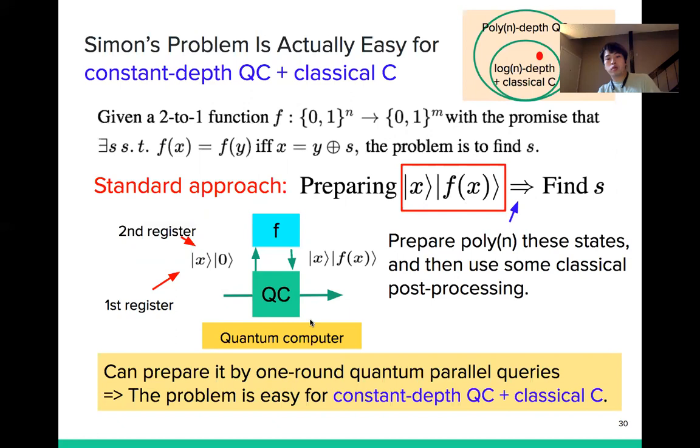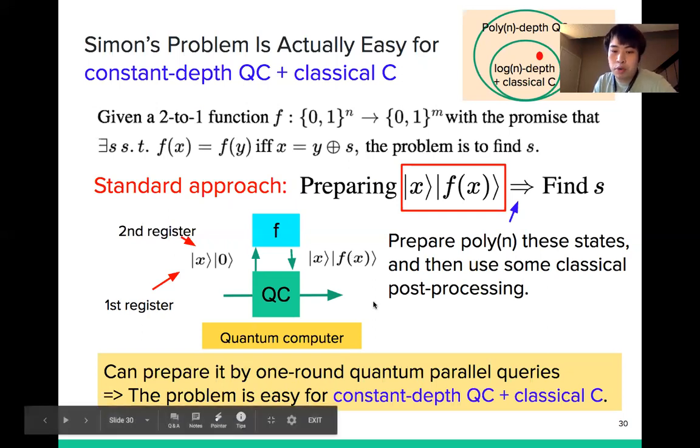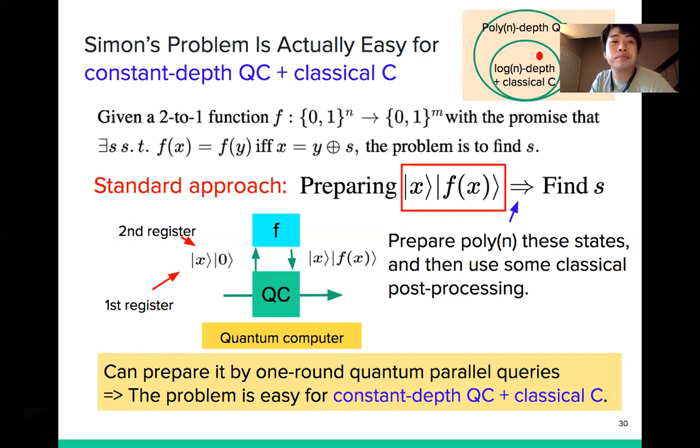And in the quantum query model, you can easily prepare x, f(x), right? Because you just view this as a gate, and then you send your query x, 0 to the f, and then f will put the answer in the second register. So you will get x, f(x) in just one step. So you can prepare it by one round of quantum parallel queries. And this problem is easy for a constant depth quantum computer plus classical computer. So this problem is not hard enough.